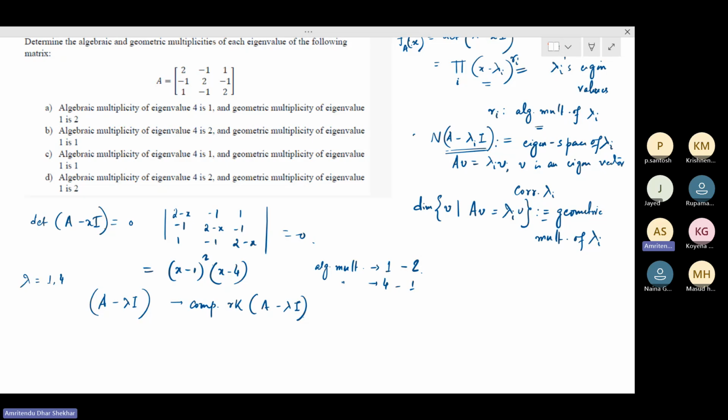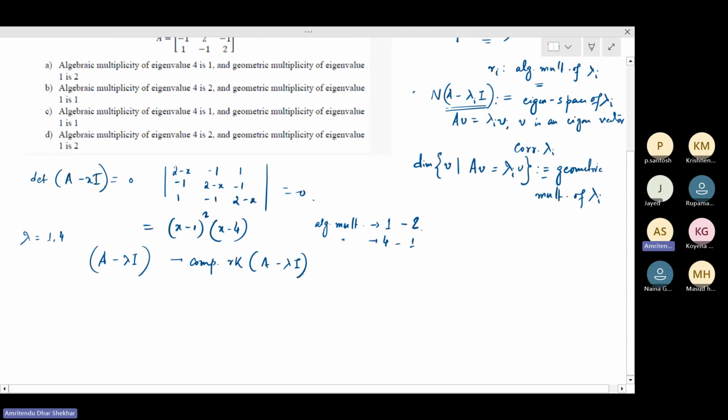Okay. So let me just write it here. The nullity of A minus lambda I would be equal to n minus the rank of A minus lambda I.